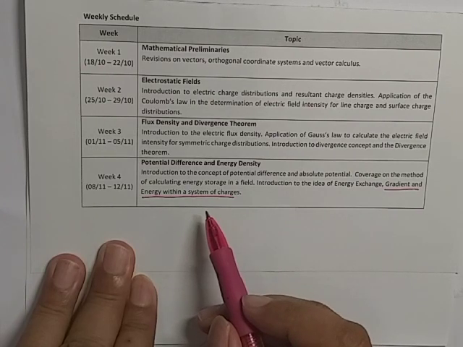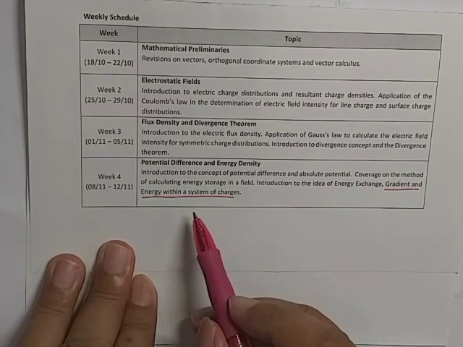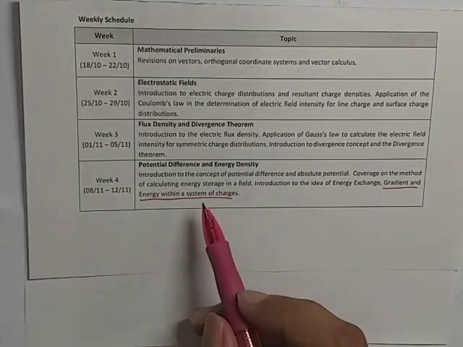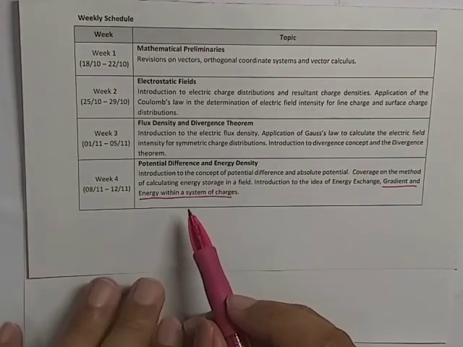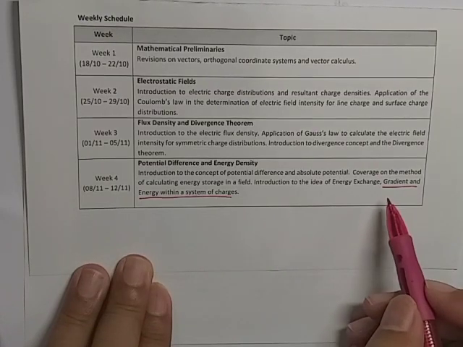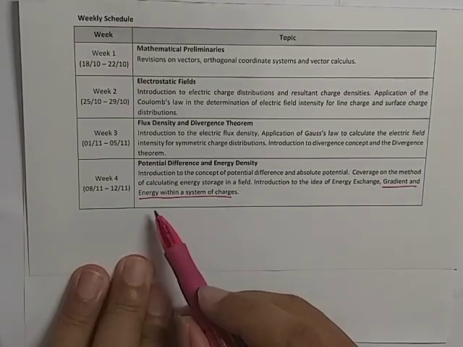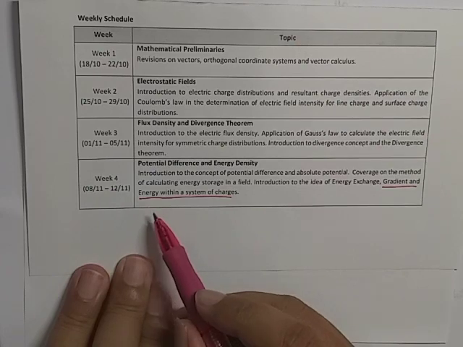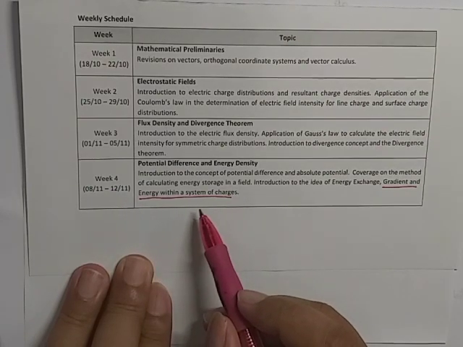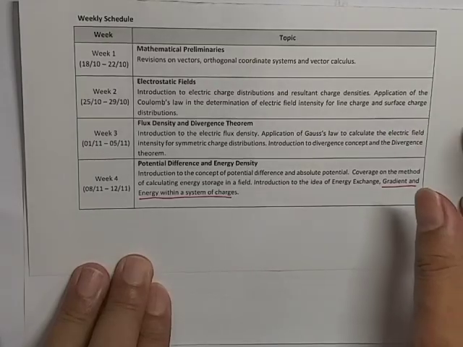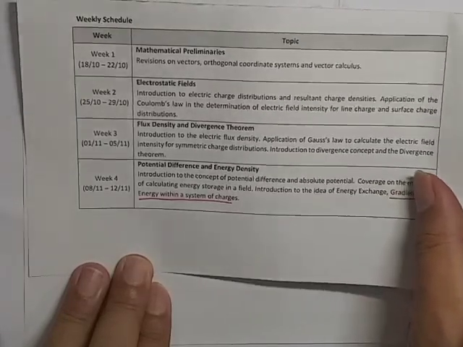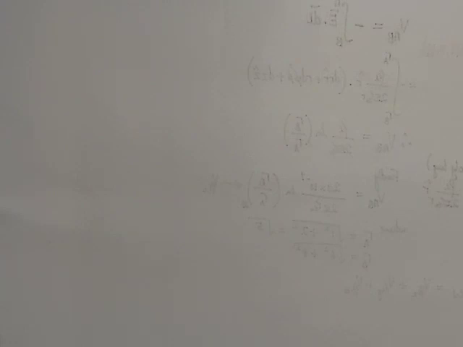Okay, so as a summary or as an objective of our discussion here, we're going to focus on two main topics: the first one is gradient, and the second one is energy within a system of charges. Okay, so before that, let's recap what we have actually learned until now. Let's recap because this is important, because you will see that what we have discussed previously is still relevant to what we're going to talk about in these sessions.